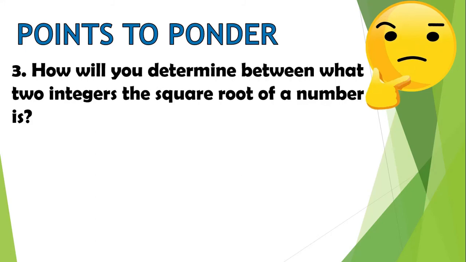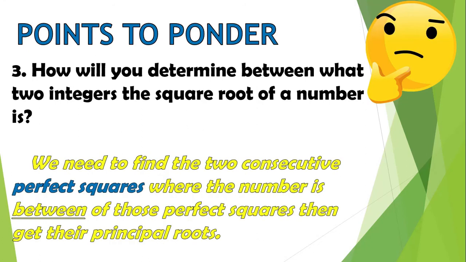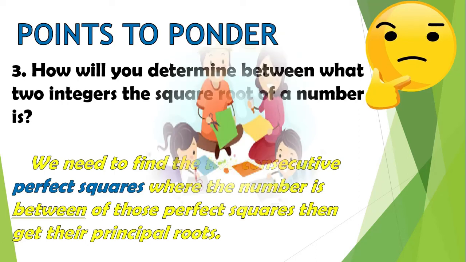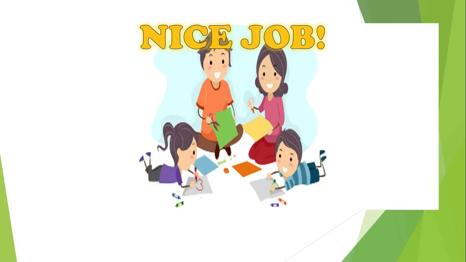Number 3. How will you determine between what two integers the square root of a number is? We need to find the two consecutive perfect squares where the number is between of those perfect squares, then get their principal roots. Tulad ng ginawa natin sa illustrative example 1 and 2, kunin yung square root kapag nakuha na natin yung perfect squares. And then we will have the two consecutive integers. Nice job! I hope naintindihan nyo ang ating topic.